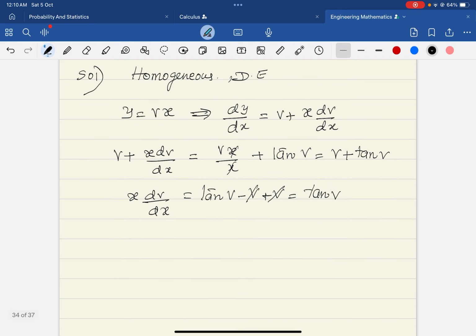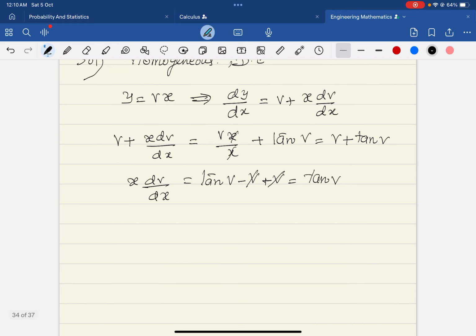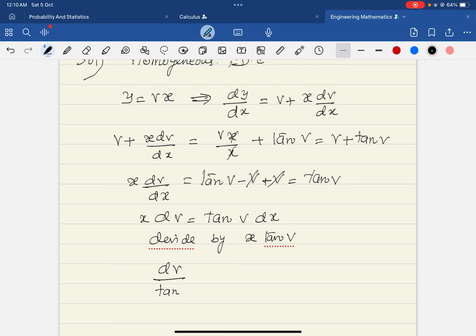Okay. So now we have to take v to one side, x to the other side. So it is x dv is equal to tan v dx. What do we do now? Divide by x tan v. This is what we do. So what does it give you? dv over tan v is equal to dx over x.